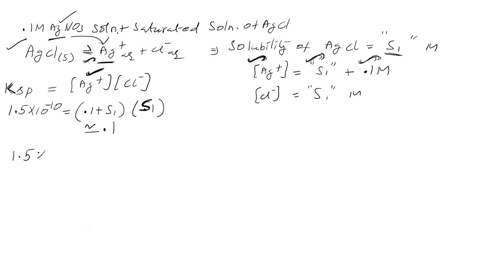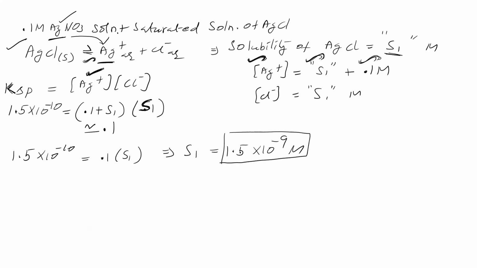Therefore, 1.5 into 10 to the power of minus 10 is equal to 0.1 into S1. By simplifying this, we get S1 equal to 1.5 into 10 to the power of minus 9 molar. This is the solubility of AgCl in 0.1 molar silver nitrate solution. Now you say whether neglecting S1 with respect to 0.1 is correct or wrong? Yes, we can neglect S1 with respect to 0.1.